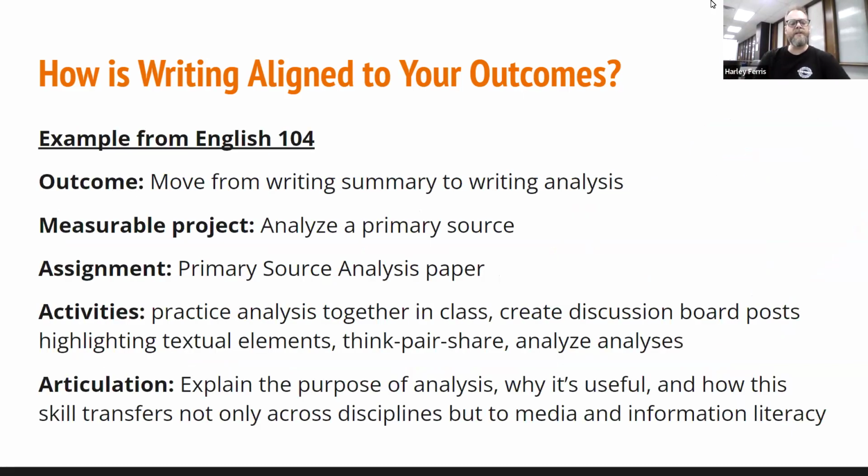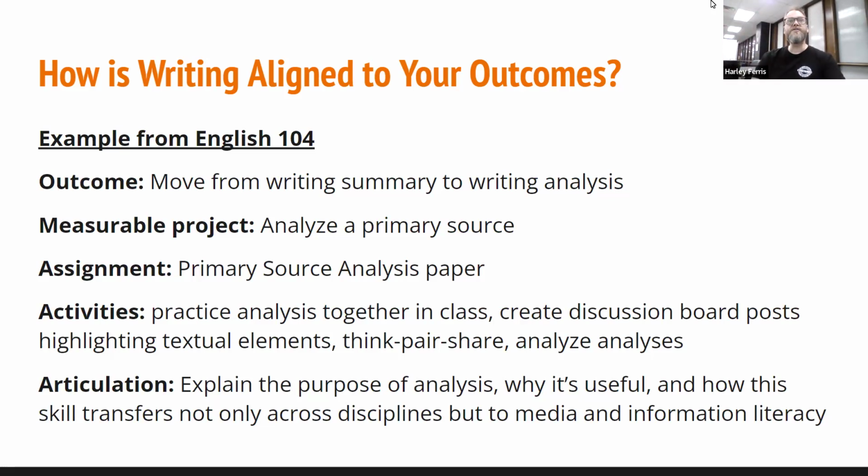So to take an example from English 104, recognizing what was already described about these different frameworks, we want to help students move from writing summary to writing analysis. That's part of our goals in English 104. So a measurable project would be giving them the opportunity to analyze a primary source through a primary source analysis paper, straightforward. The activities that support that: we practice analysis together in class, we create discussion board posts that highlight textual elements, we do think, pair, share, we analyze analyses and see how other folks are doing it. And honestly, the practicing analysis, the think, pair, share, analyze analyses, these do not have to be writing activities, yet they can still help with scaffolding that analysis.